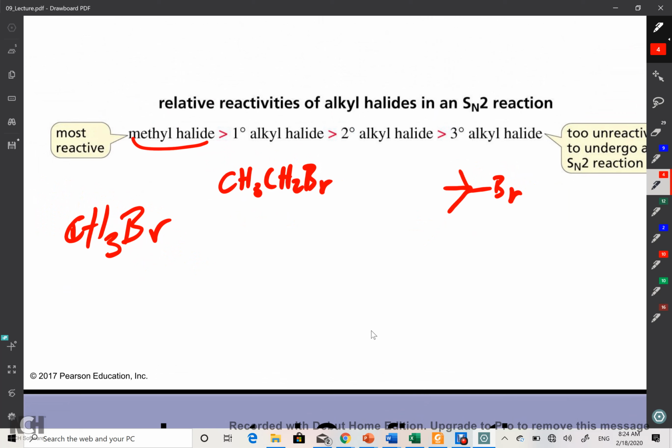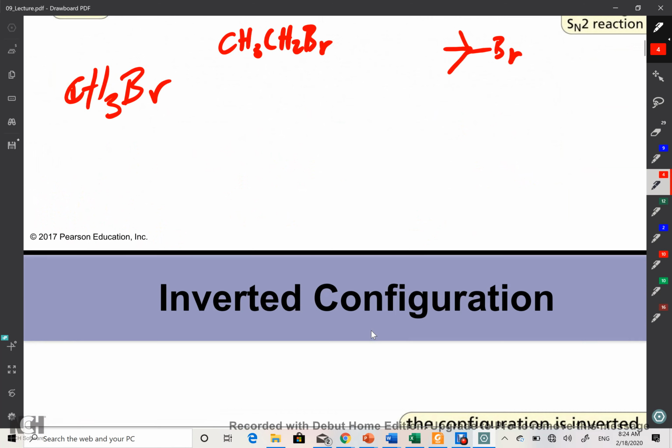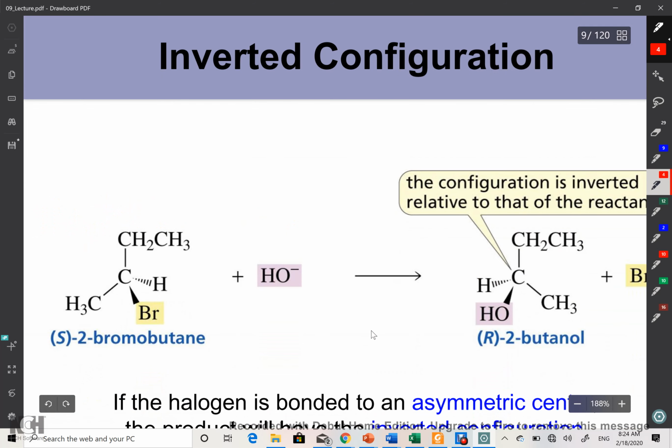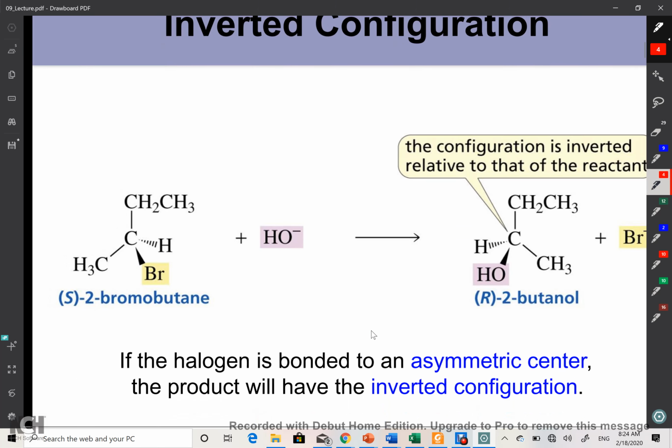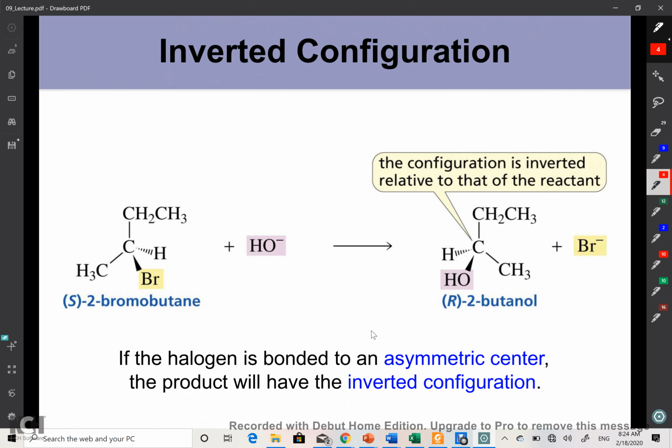Now let's talk about the stereochemistry of an SN2 reaction. The SN2 reaction proceeds with an inversion of configuration. It means that if you started with your starting material in the S configuration, the product will have a reversal of configuration. Your product will be R.